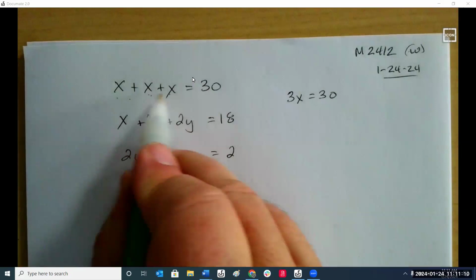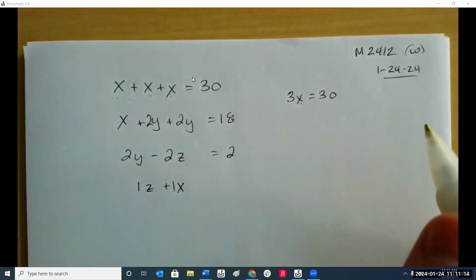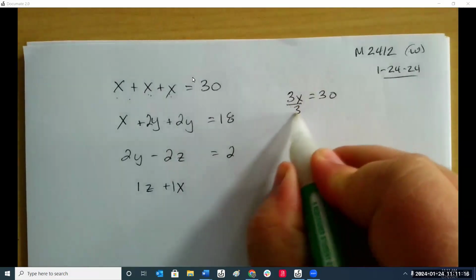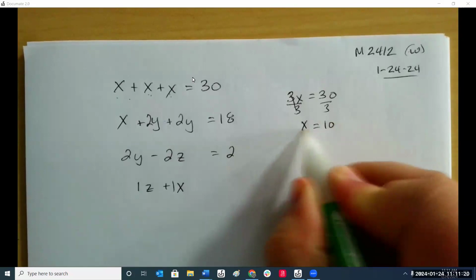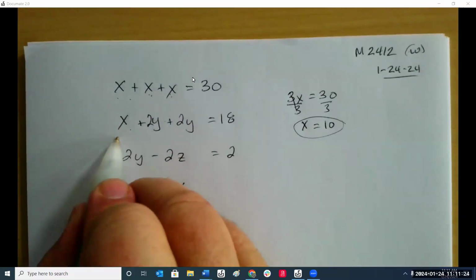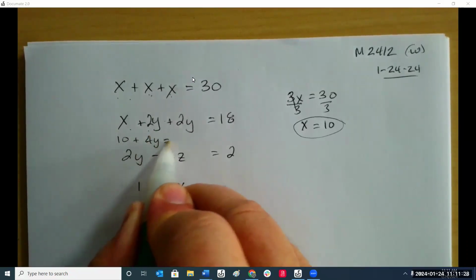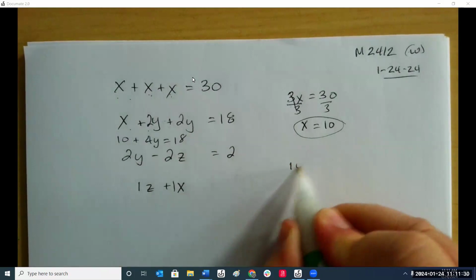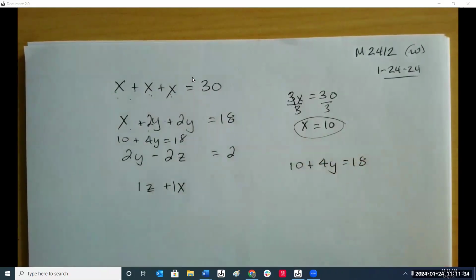So x plus x plus x is 3x. That means to get x by itself, what do we do? Divide by 3. So each x is worth 10. So we have 10. 2y plus 2y is 4y equals 18. So we have 10 plus 4y equals 18.